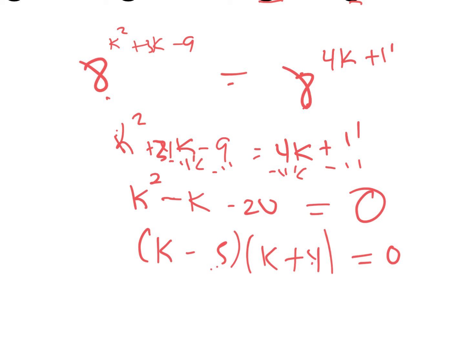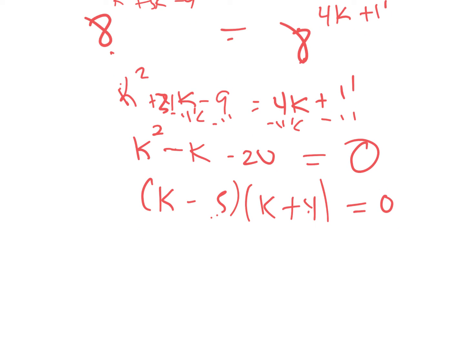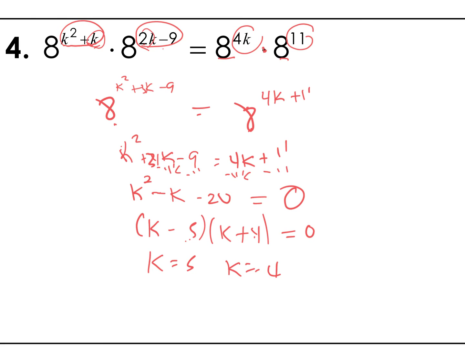That has to be 0, which implies that k can be a 5 and k can also be a negative 4, would also work in this equation here. 2 answers are possible when it's quadratic. Do we have to know which answer it is? It's both of them. They both can work. No extraneous solutions? Exponential functions don't have any extraneous solutions.